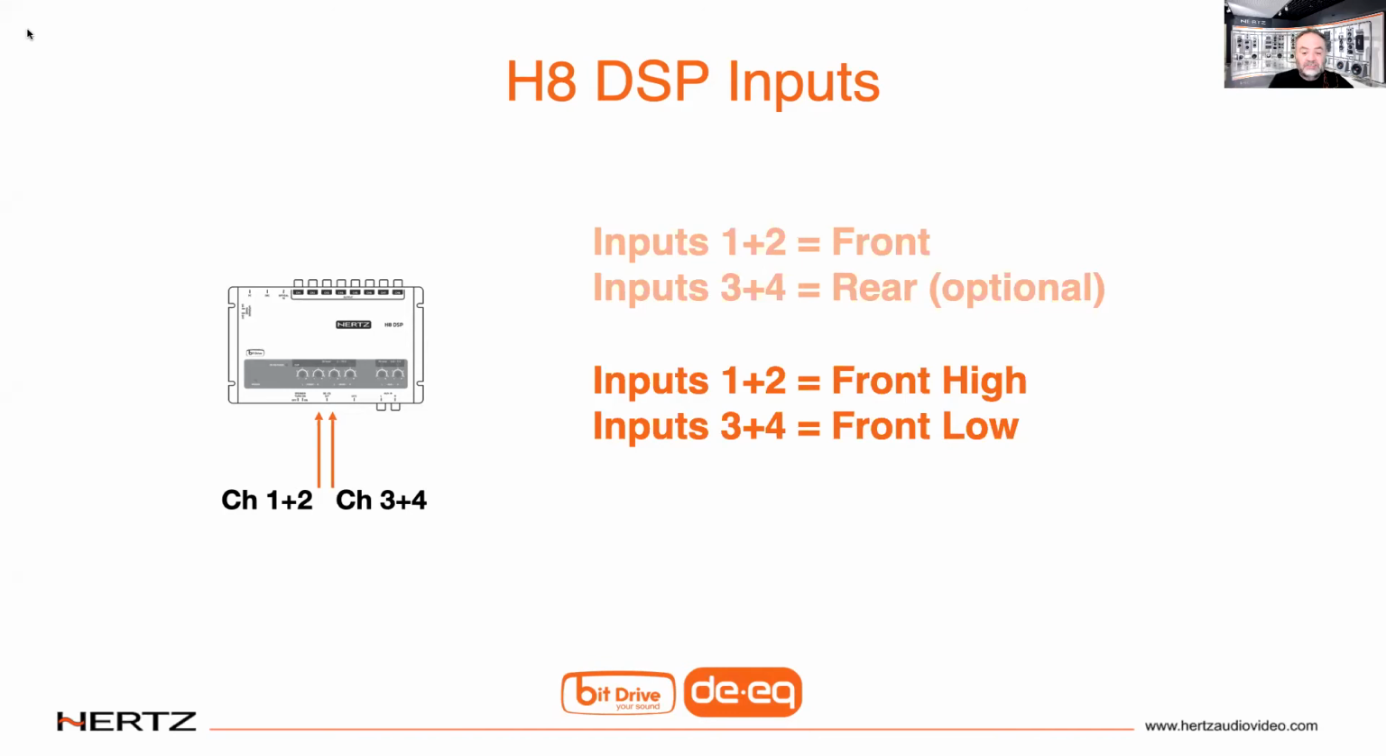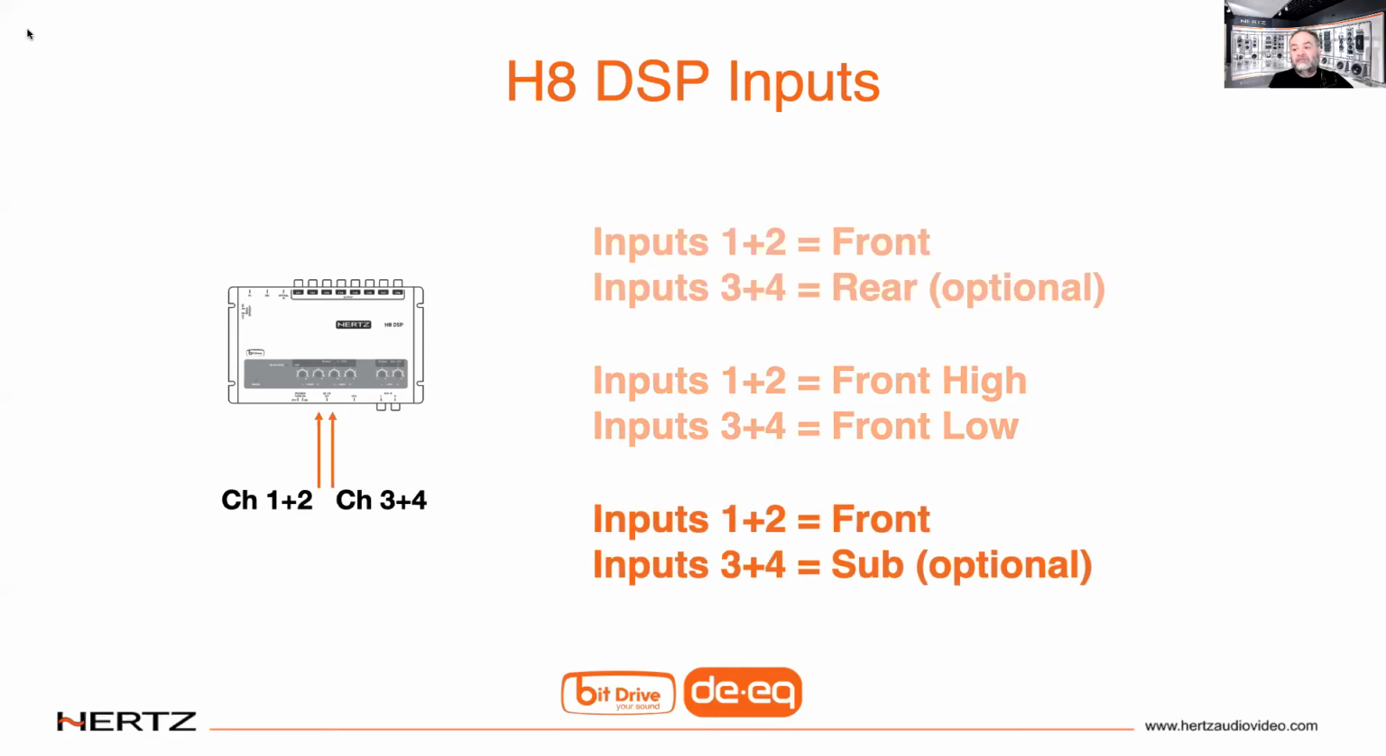Now, there's also a setting for front and sub. If you set it up as front and sub, the signals will be kept separate internally. So if you have a subwoofer level control in your head unit, it will pass through just as normal. And the signals will be separately processed.